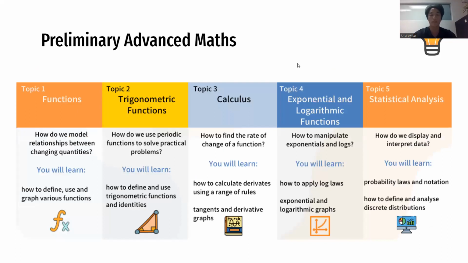So, first of all, preliminary maths. Preliminary stands for year 11. We'll go through concepts like functions or trigonometric functions, which deal with an input and an output. And then calculus, talking about rate of change. Exponential and logarithmic functions is another extension of functions. And then statistical analysis is talking about how data works and how it's analyzed.